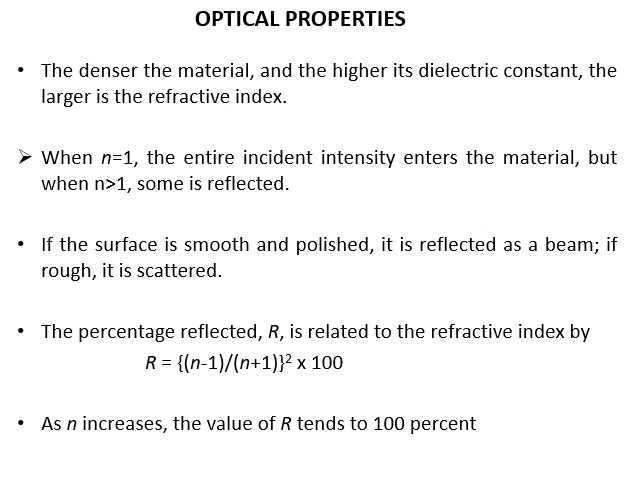The percentage reflected, R, is related to the refractive index by R equals (n minus 1) divided by (n plus 1), squared, times 100. So as n increases, the value of R tends to 100%.